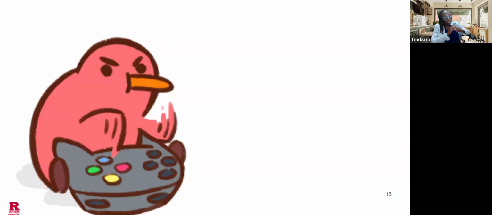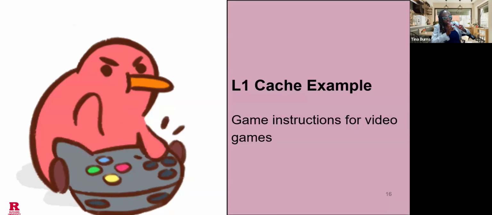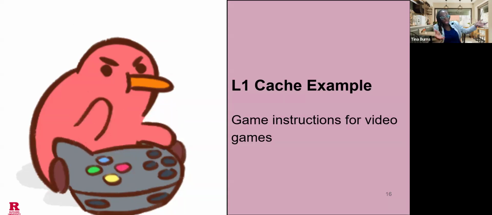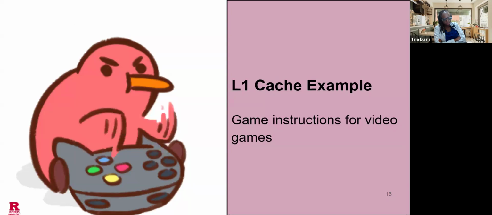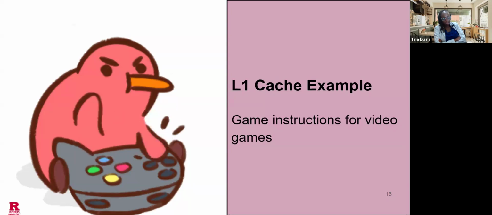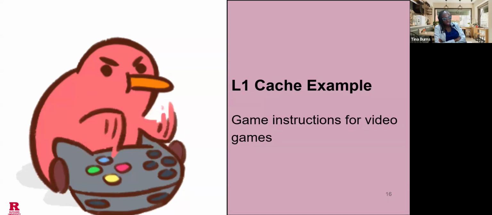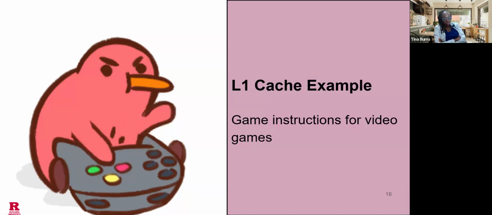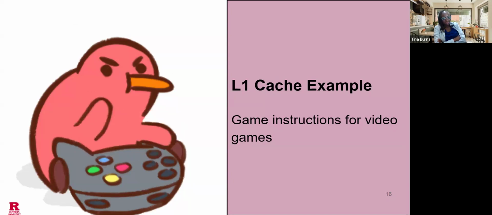Now, when we think about this, what will we use it for? The L1 cache is commonly used for game instructions in video games, right? Because if I'm playing a game, I don't want to wait, and I already know what memory address I'm going to be accessing for these games, because a lot of them are the same commands. It's going to be operating in the same memory space. So I want to use the L1 cache for that because I want to have that speed. I want to make sure I can get in, do all my moves very quickly, and then be done.